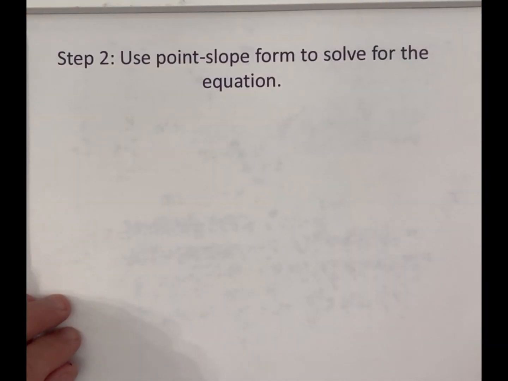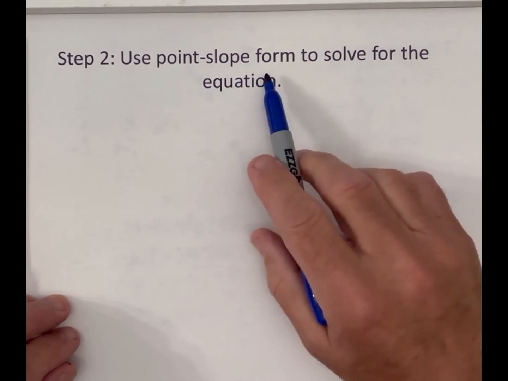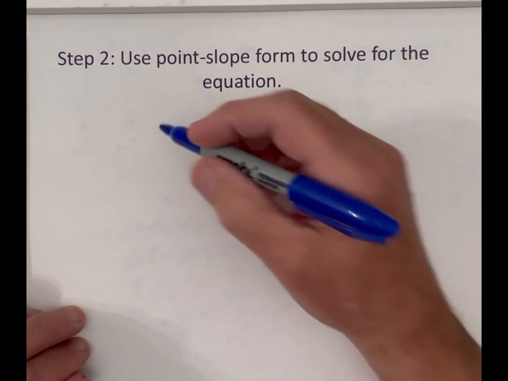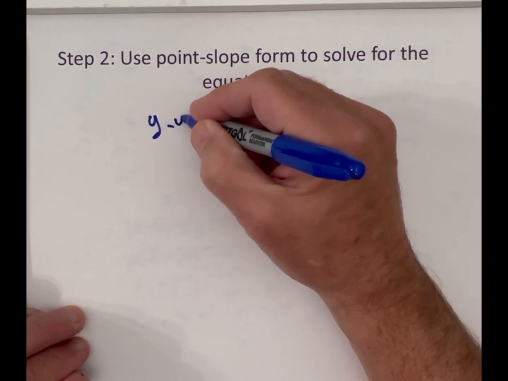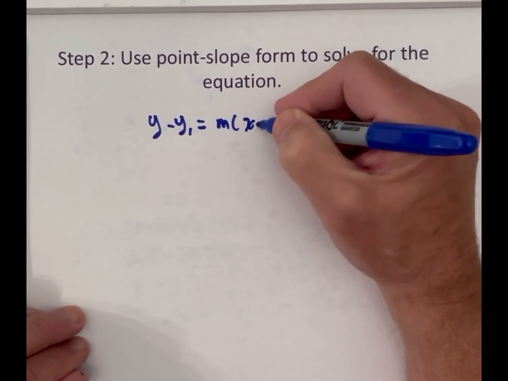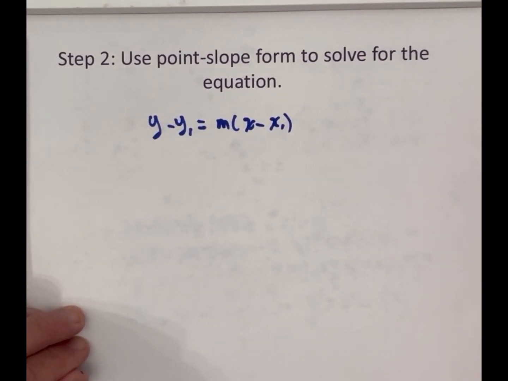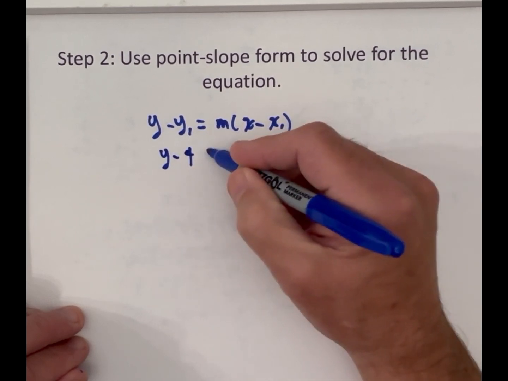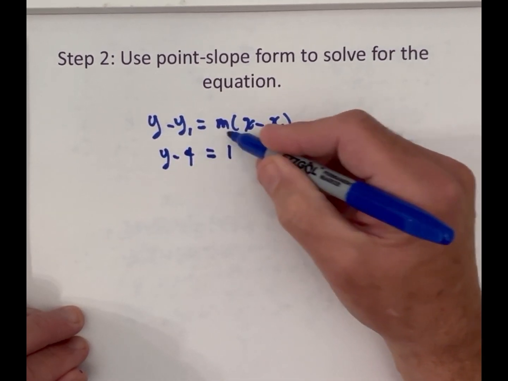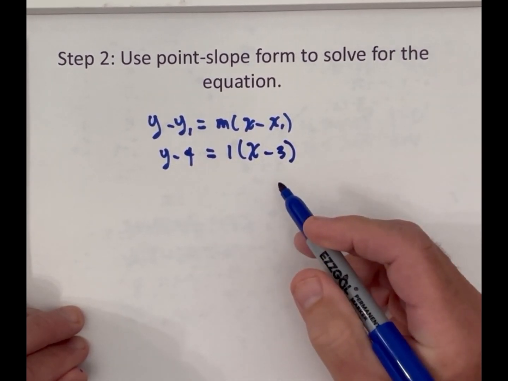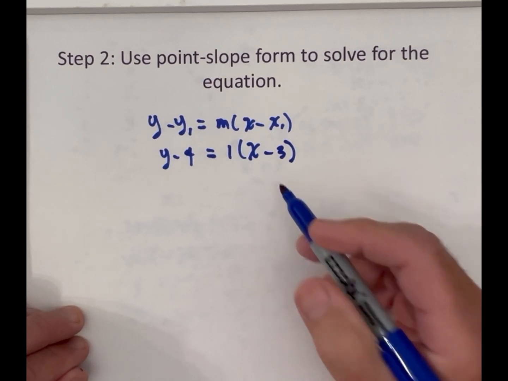Now step 2 is we want to use the point-slope form of the line to solve for the equation of the line. So we know that y minus y1 is equal to the slope times x minus x1. So that's going to be our point-slope form. And so we put in the y1 here, so it's y minus 4 is equal to 1, that's our slope, times x minus 3. So there's our equation.